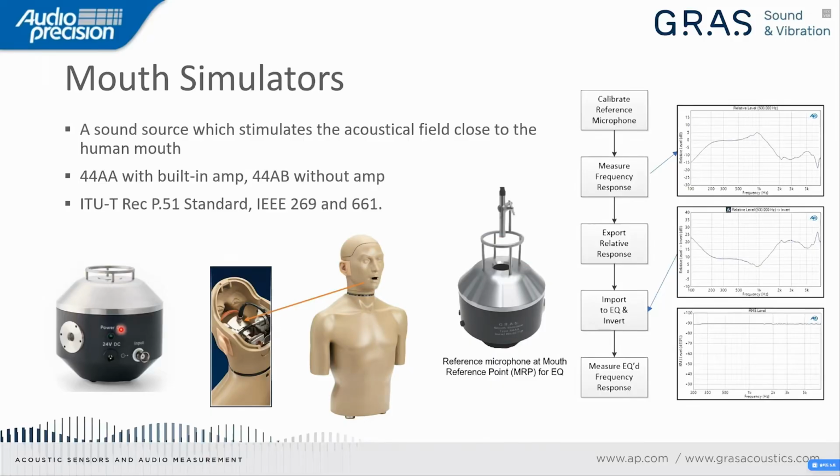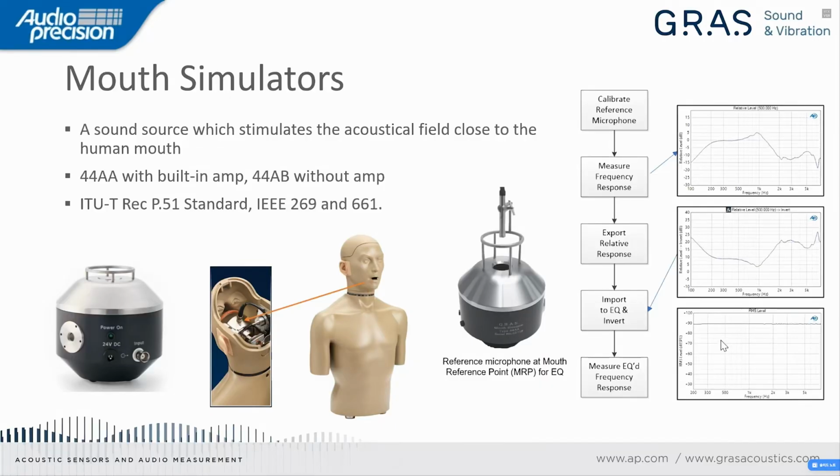And it is used to simulate the diffraction and the acoustical field that is very close to a human mouth. Grass is offering two different types of mouth simulator, the 44AA and the 44AB. The only difference between them is that one has a built-in amplifier and the other one doesn't have it. We also offer a head and torso simulator, the KEMAR, that can also be equipped with a mouth simulator, and therefore it can also be used as a sound source.